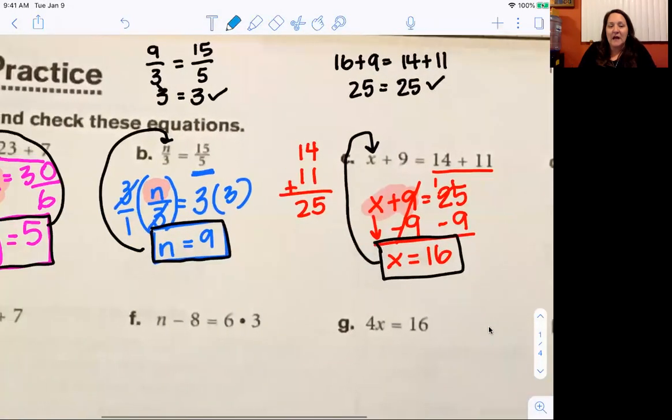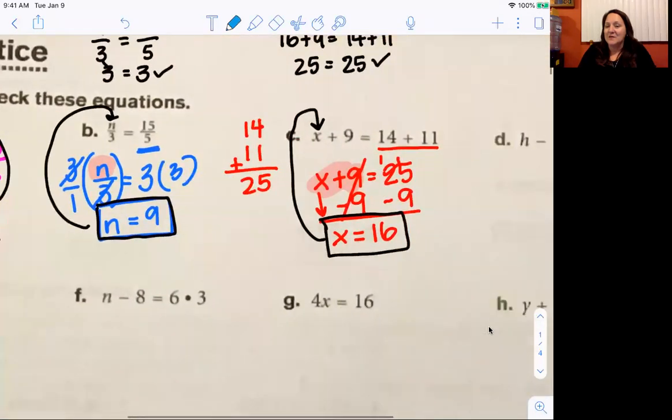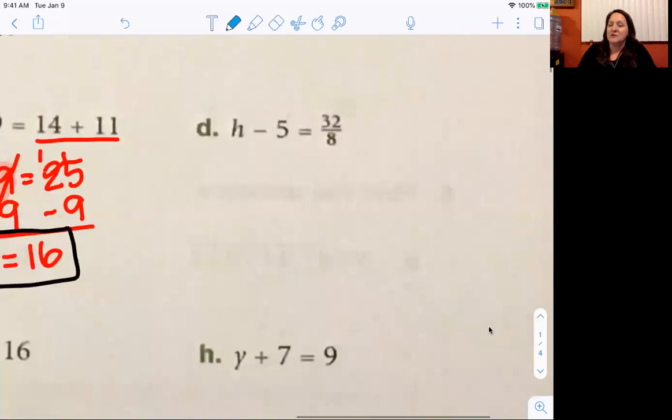It's kind of like letter B, where we had some division there, right? So letter D, I have h minus 5 equals 32 divided by 8. What do you think we're going to do first? The 32 divided by 8. Good. What is 32 divided by 8? 4, because 4 eighths is 32. Great. We're going to rewrite h minus 5 equals 4.